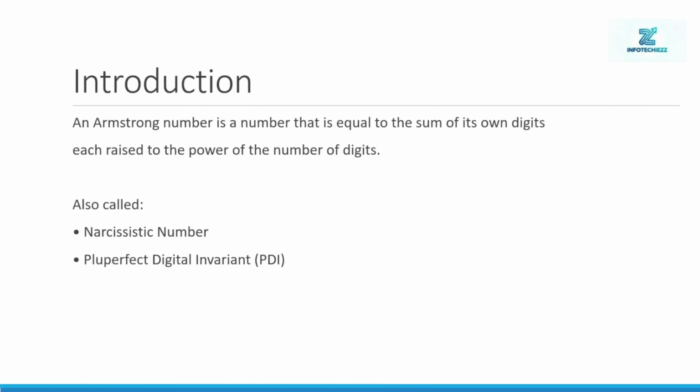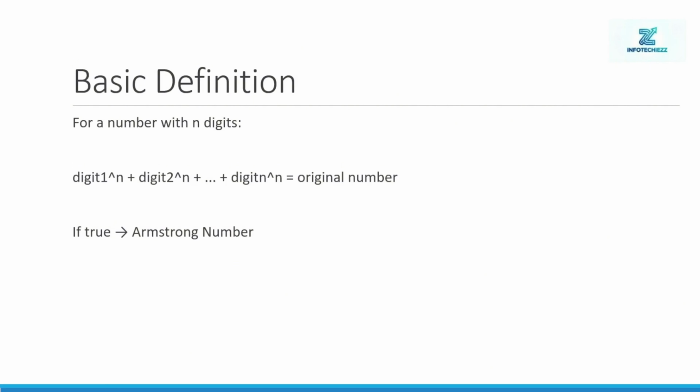So let's see what exactly an Armstrong number is. An Armstrong number is a number that is equal to the sum of its own digits, each raised to the power of the number of digits. It is also called a narcissistic number or a pluperfect digital invariant, just PDI. So the important idea is that the power depends on the number of its digits. Here is some basic definition I have given.